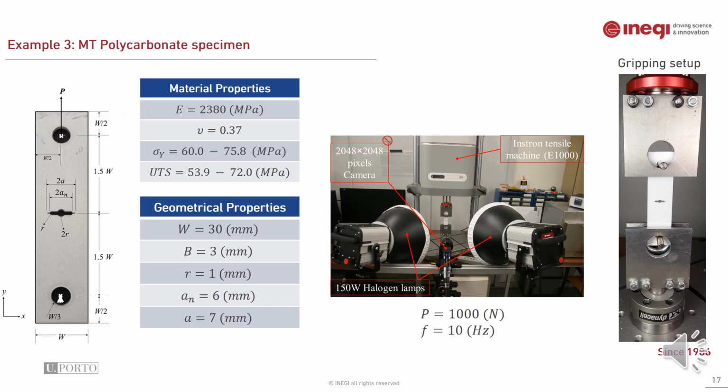Example 3 is a different scenario, related to the polycarbonate middle tension specimen, which has a central notch. 2D digital image correlation was used in this study, so 1 camera was used. It is a uniaxial tensile test, and the material properties of the polycarbonate and the geometrical properties of the sample are shown in this slide, besides the gripping setup.